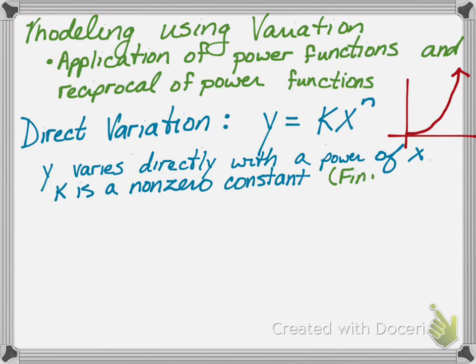Find k with given info. And we'll look at two examples coming up. But for x positive, a power function is going to be increasing from 0, 0 up to the right. And so that's what the graph for direct variation looks like.